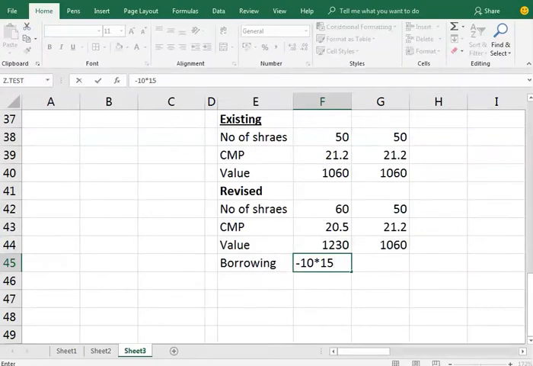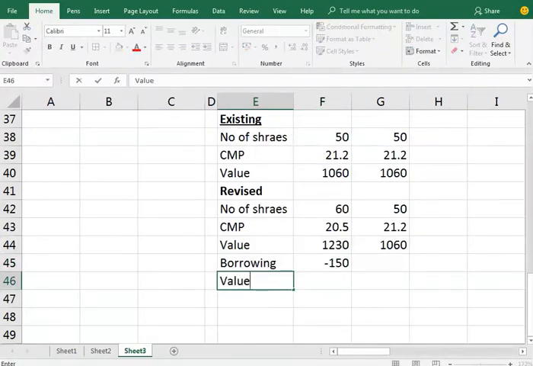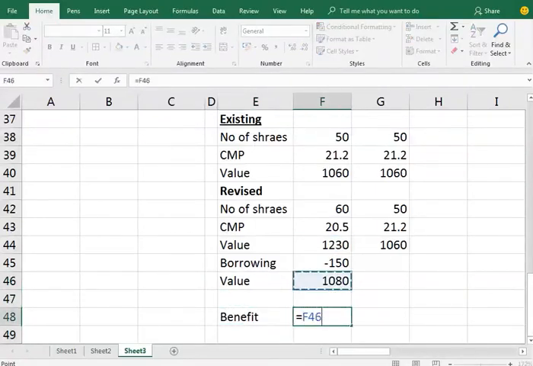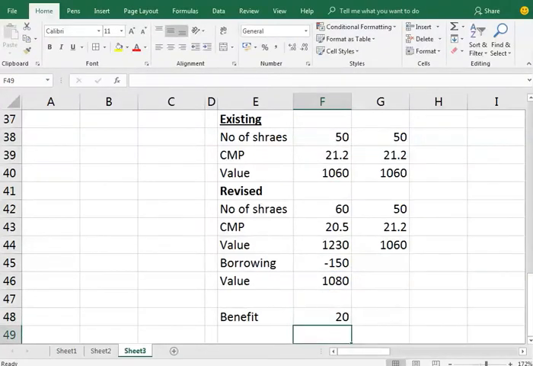I'm doing the analysis at an overall level. So their value now is 60 into 20.5. The net worth of these people is increasing from 1060 crores to 1080 crores. Now the question's requirement is very clear. It's for the existing set of people, not for both sets of people.